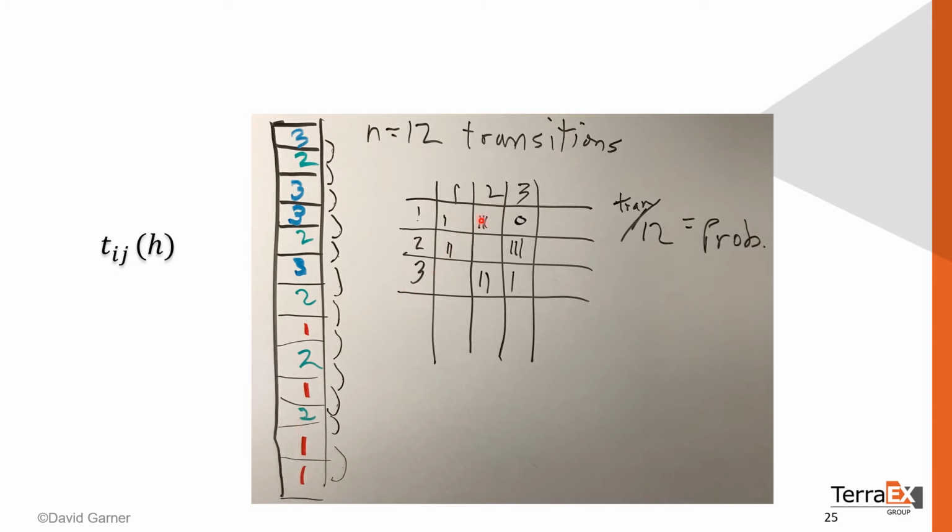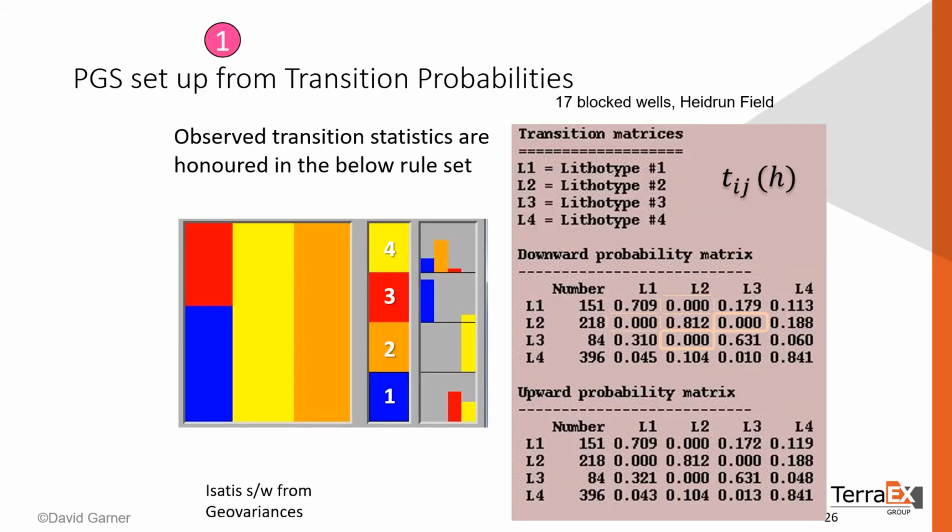1 to 2 puts a tick mark there. 2 to 1 is 2 to 1. So we keep going through 1 to 2, 2 to 1, 2 to 3, and we keep adding these up. We have 12 transitions, and then we can get the probability or the fraction of transitions. So that's something that most modeling algorithms don't account for, but we're using it to set up a rule set.